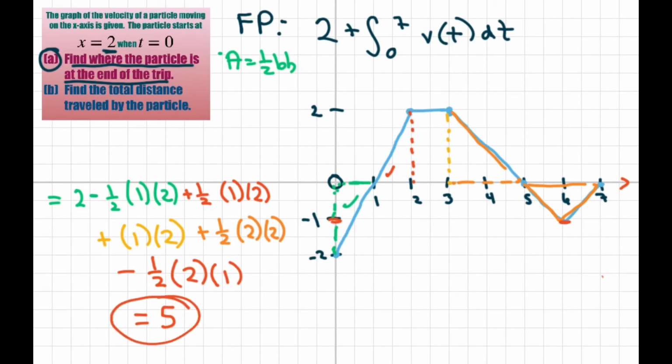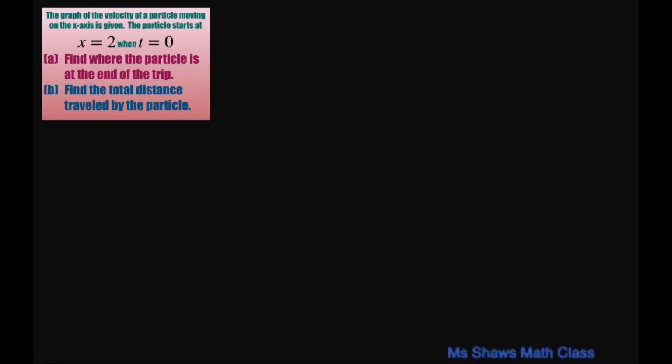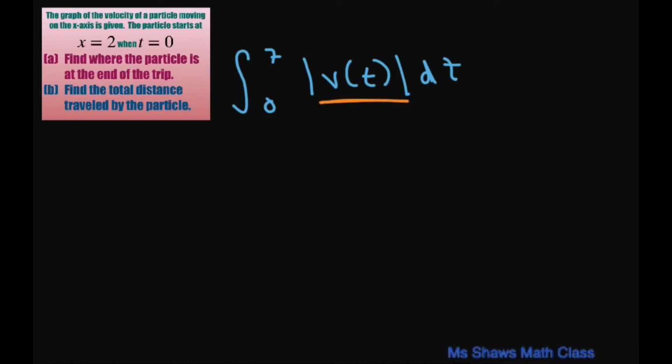Now for the total distance traveled by the particle, we're going to do the same thing here, except we're going to change these to positive, and I'll show you why. So we're going to do the integral from 0 to 7 of the absolute value of v of t dt. So we write everything out, but since we're doing the absolute value, everything's going to be positive.